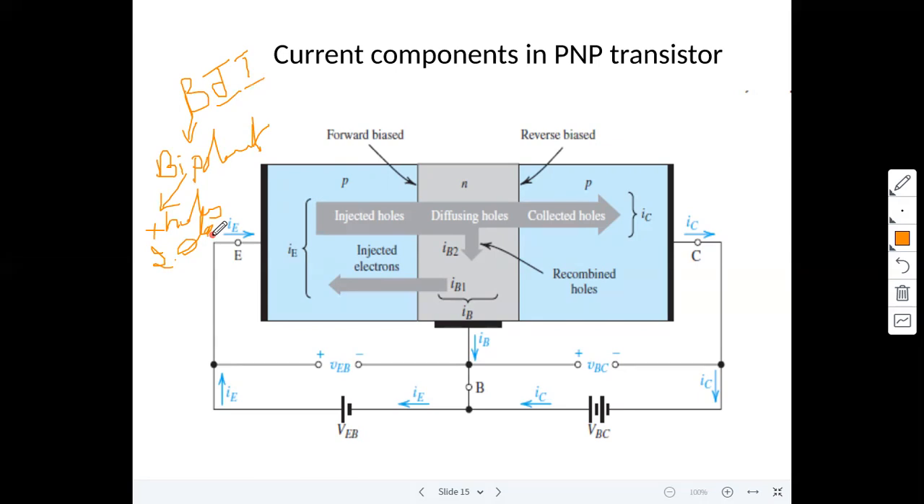In an NPN transistor, the majority of current flows due to electrons. Coming to the PNP transistor, the majority of current flows due to holes, right? Same in active mode.